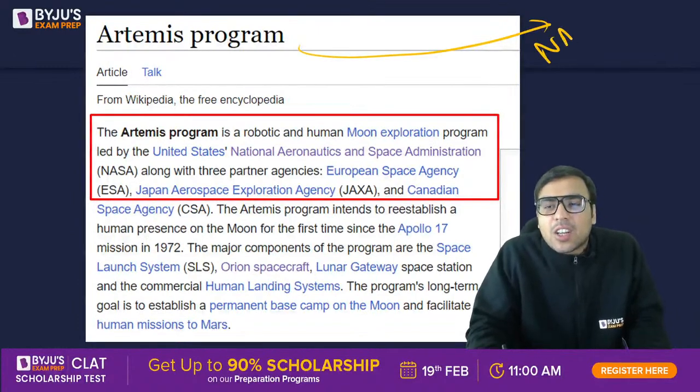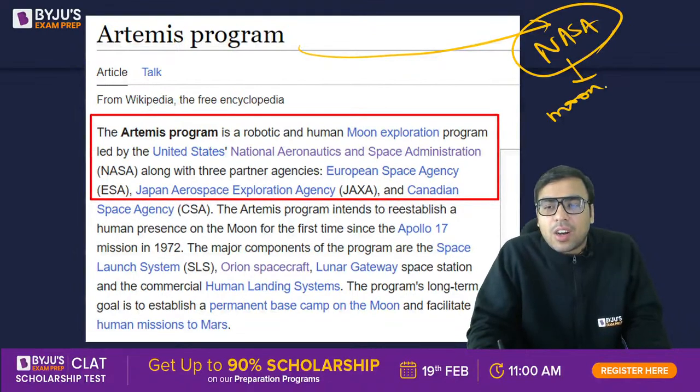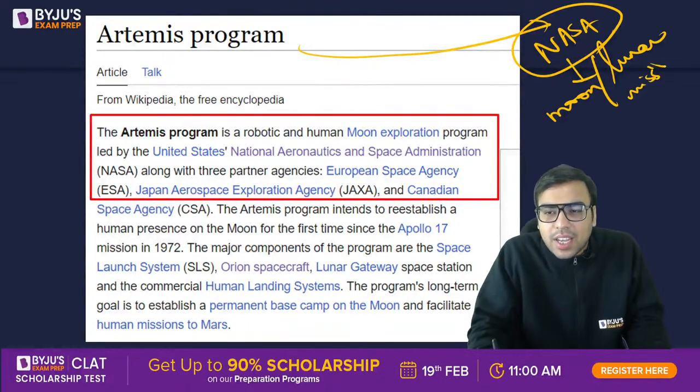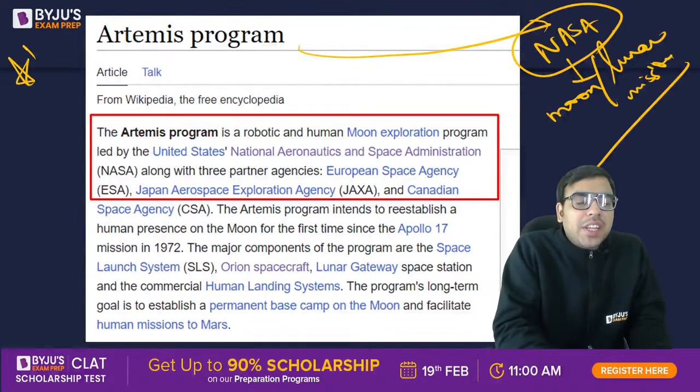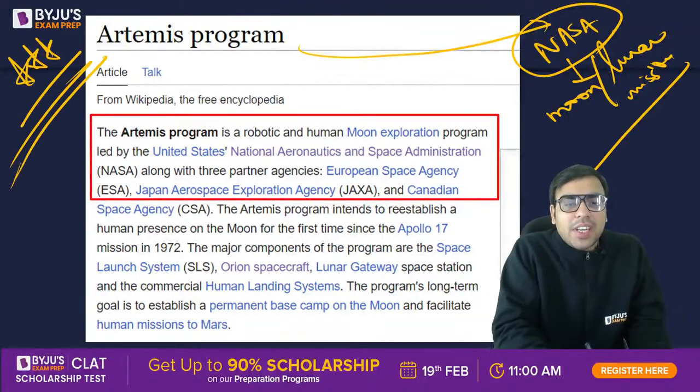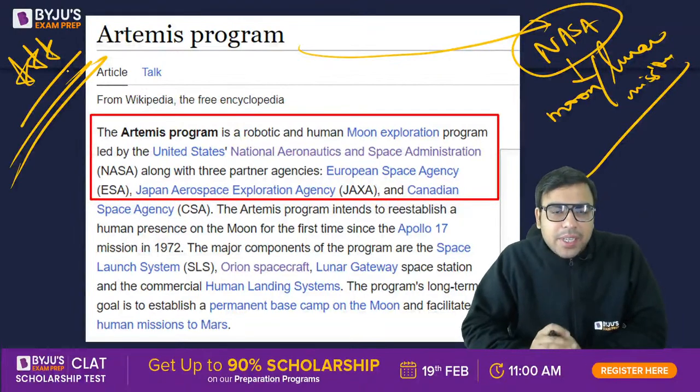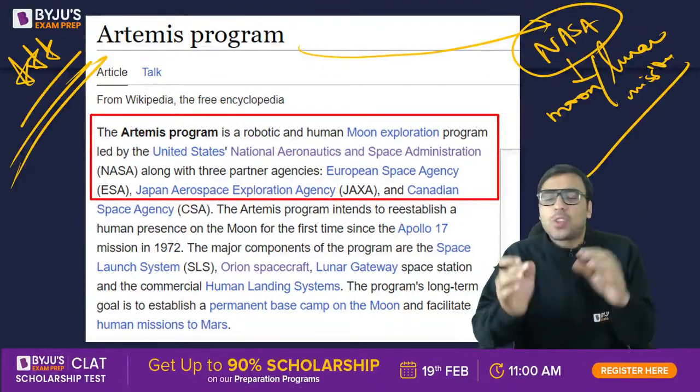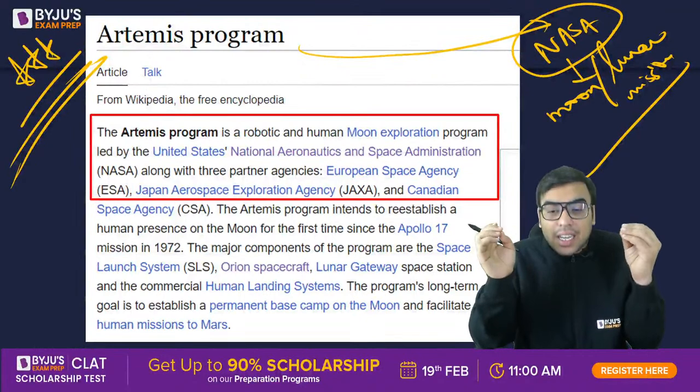Recently NASA has launched the Artemis mission, which is actually a moon mission or a lunar mission. You can use this word, lunar mission. So please go and read it. This is very, very important. The Artemis mission is very, very important. In fact, I'll be teaching these things in paid classes, but you are supposed to know about it. Please go and read it.